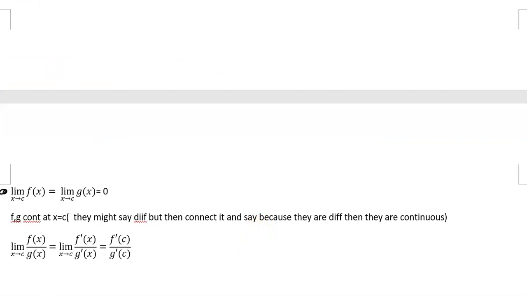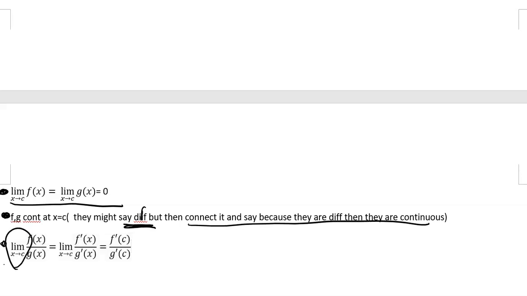You need to show that both limits are equal to 0, and that's back in the notes that I put in your folder today. You need to show that both functions are continuous. Again, they might say both functions are differentiable, but then you connect it and say because they're differentiable, that means they're continuous. You must really specify that because it proves you learned calculus. And then make sure, the third thing, the limit in front of the fraction is the limit in front of the derivatives, and then plug in.